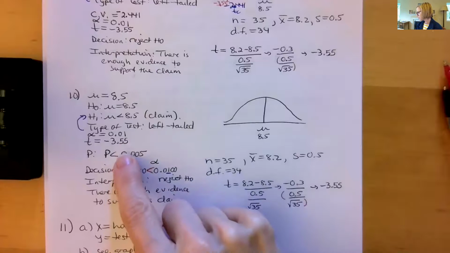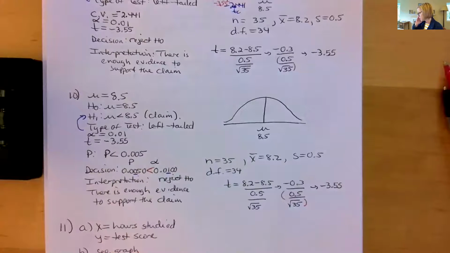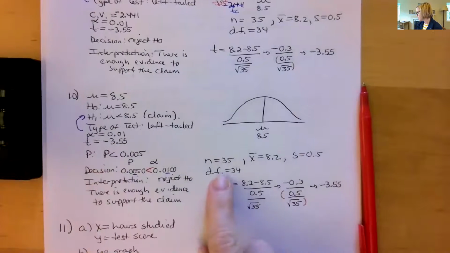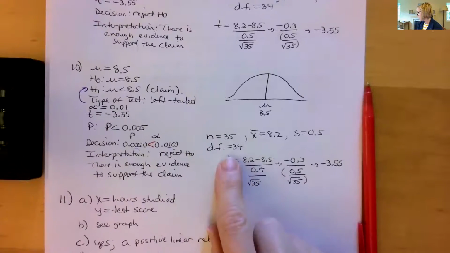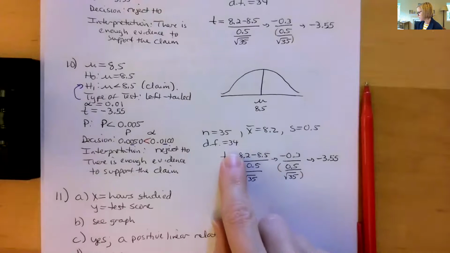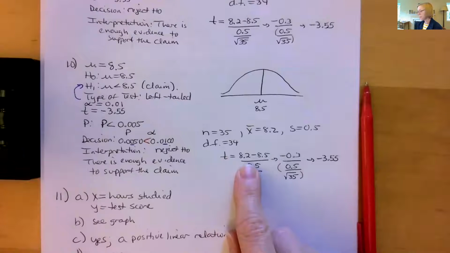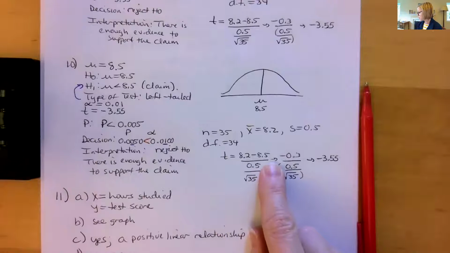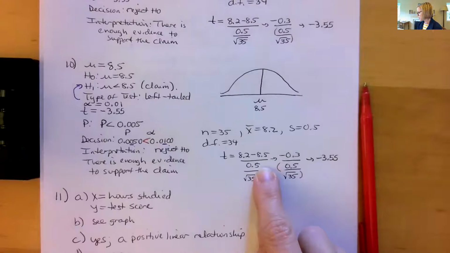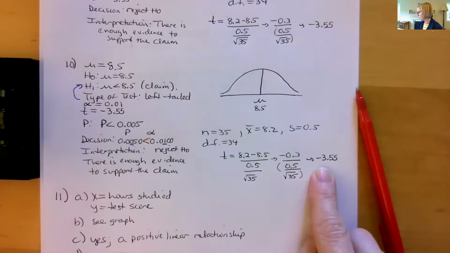That was given. So now we are going to find our p-value in a left-tailed test. We have 34 degrees of freedom, by the way. So first we're going to calculate t, with n minus 1 for the degrees of freedom. We take our sample mean, 8.2, minus the population mean, 8.5. That gives you negative 0.3, divided by the sample standard deviation, 0.5, over the square root of the sample size, 35. Again, that's going to give you negative 3.55 when you put that in your calculator.